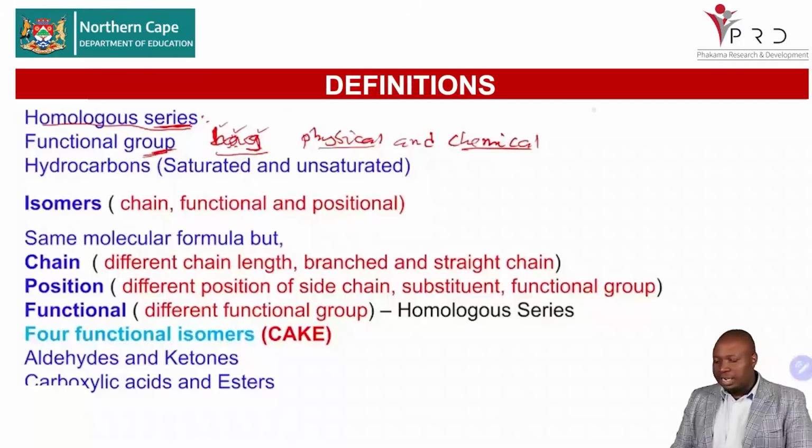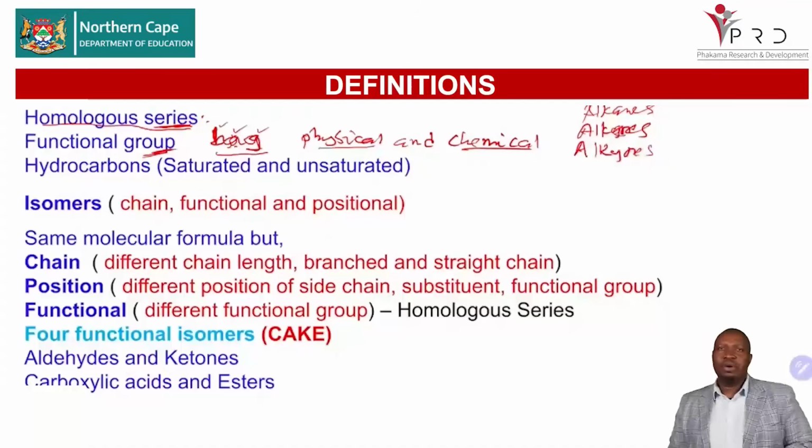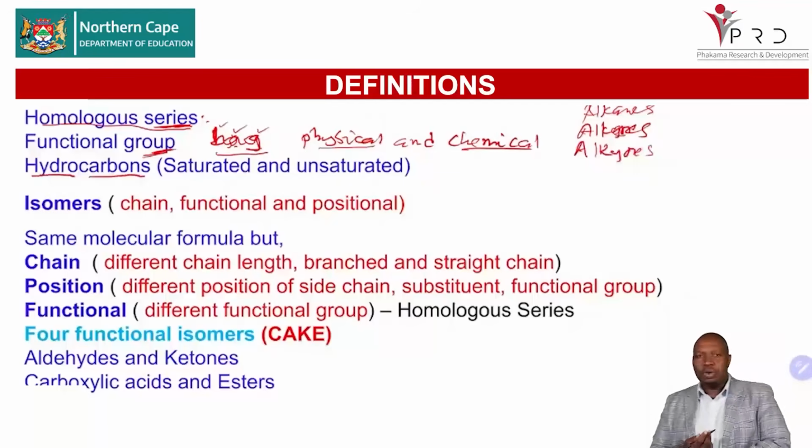Remember, when I started, I said AAA: we have our hydrocarbons, alkanes, alkenes, and alkynes. Please don't forget that as you prepare yourself for this topic. Alkanes, alkenes, and alkynes are hydrocarbons. Why do we call them hydrocarbons? These organic molecules are made up of hydrogen and carbon atoms only.